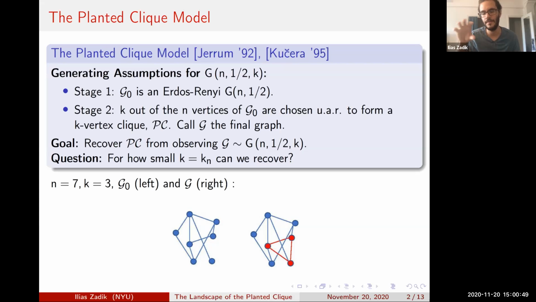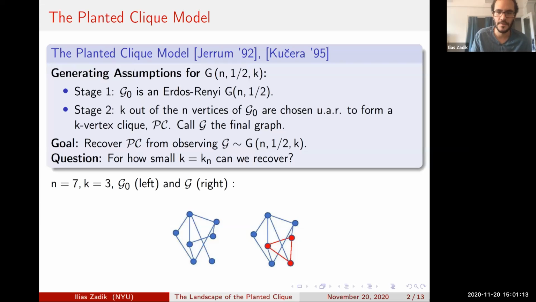So essentially, if you choose these k out of the n vertices, and if an edge doesn't appear between two of these k vertices, you just force it and you add this edge. So for instance, here on the bottom you have 7 vertices, you run your Erdos-Renyi and create this graph, and on the right, you choose 3 vertices, it happens to be these 3 red vertices, and you make this triangle.